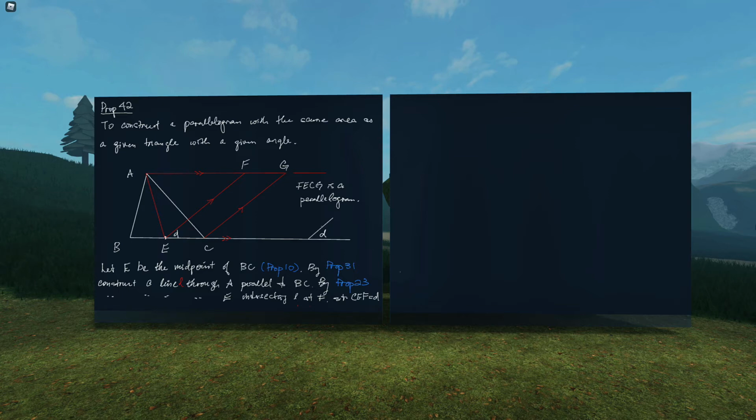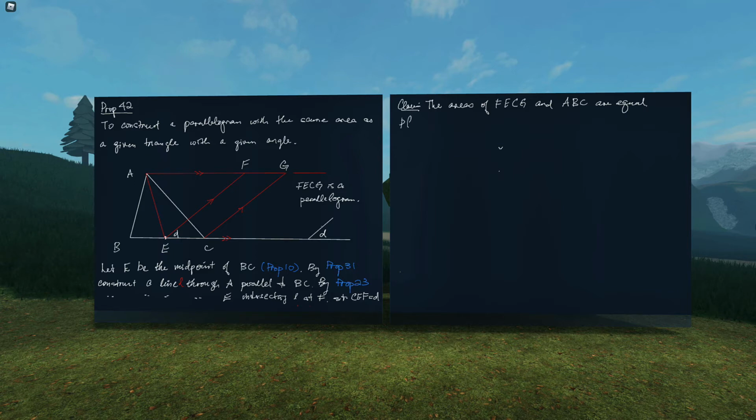So the statement here is that the claim is that the areas of FECG and ABC, which is the original triangle we had, are equal. Okay, so FECG actually was constructed with an angle D, right? So that already satisfies the criterion we were given, and we just have to prove that its area is the same as ABC. So we've already kind of got the construction for this.